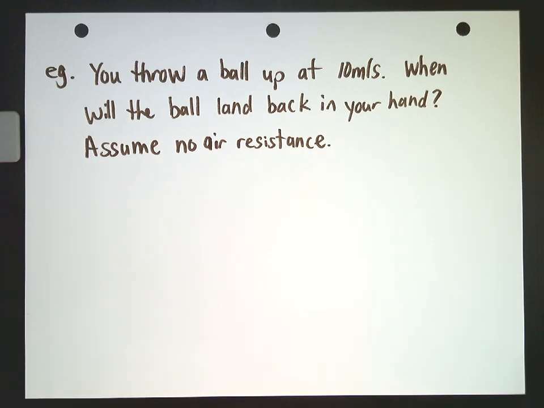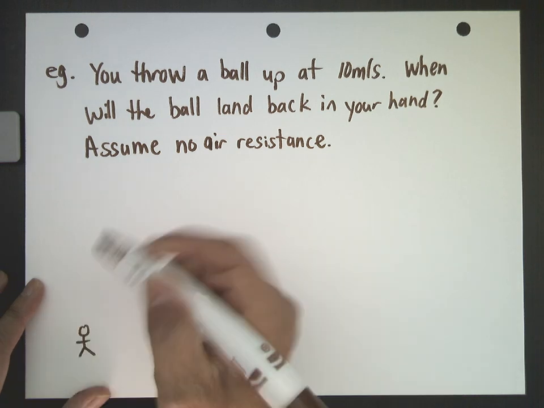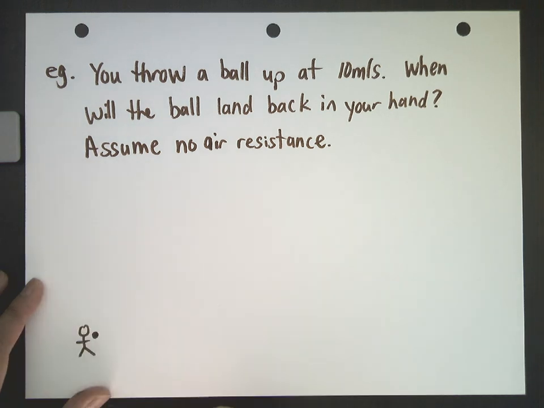All right, last example. We're going to throw a ball up at 10 meters per second. When will the ball land back in your hand? We're going to assume no air resistance. So I guess we're doing this on the moon, where there's very little air resistance, or in a vacuum. And then hopefully you have an air tank to keep you alive because you can't breathe.